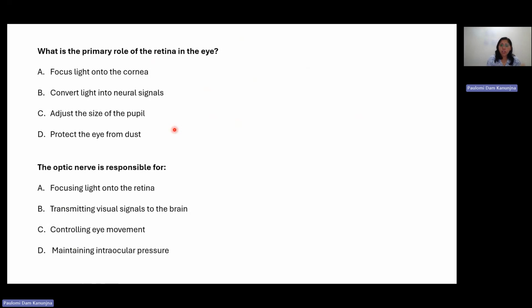There are two questions, so I'll wait for a longer time here. The first one says, what is the primary role of the retina? Is it to focus light onto the cornea? Read them properly. These options are very similar, but reading them properly will help you understand. It helps convert light into neural signals, it adjusts the size of the pupil, or it protects the eye from dust. The second question says the optic nerve is responsible for focusing light onto the retina, transmitting visual signals to the brain, controlling eye movement, and maintaining intraocular pressure. I'll wait for 30 seconds, a bit longer here.